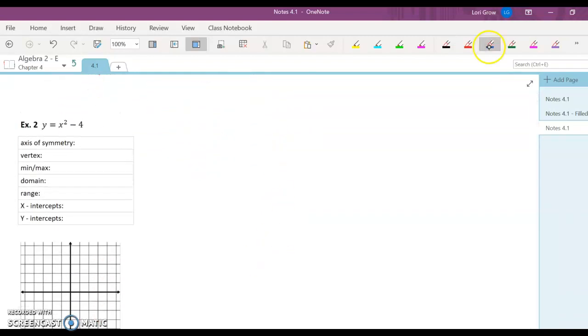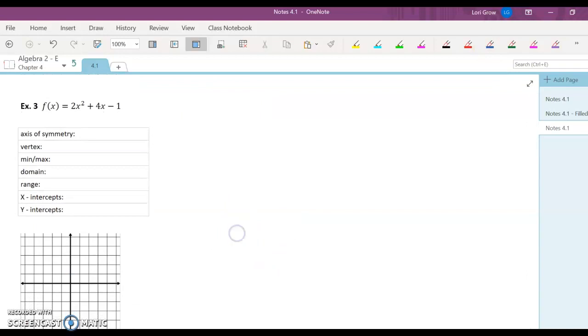Okay, we're going to skip that one for time purposes. And then on this one, I'm going to practice. I'm actually going to do both methods on this. So I'm going to complete the square, and then I'm also going to do negative b over 2a. All right, so the first thing I'm going to do is complete the square. All right, so I'm going to rewrite it.